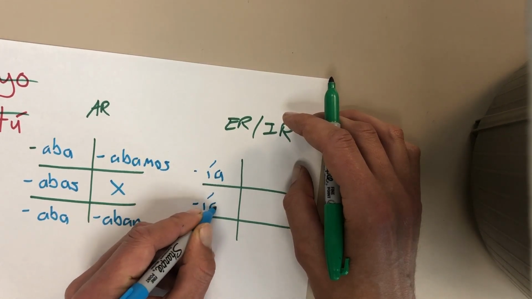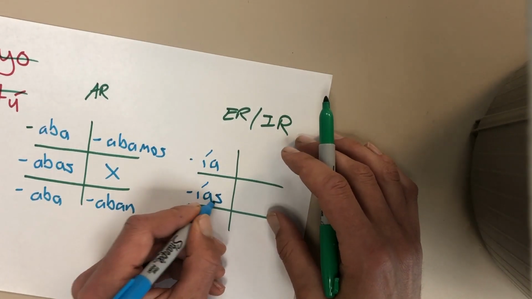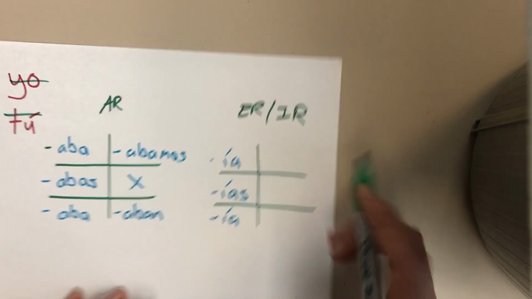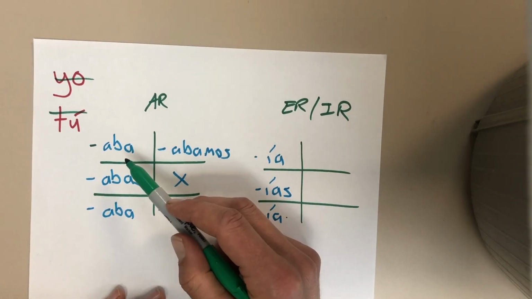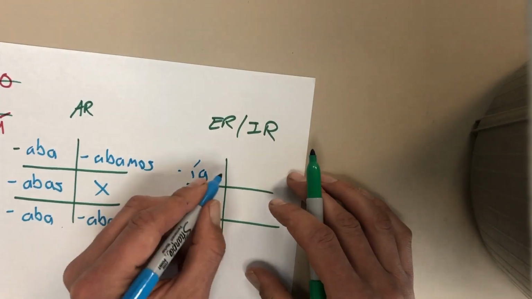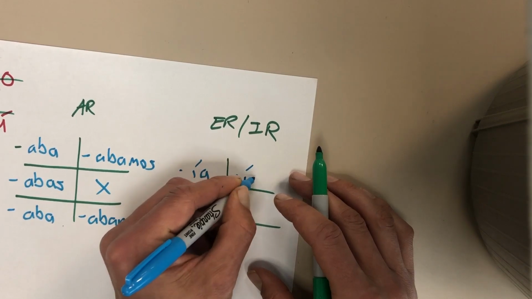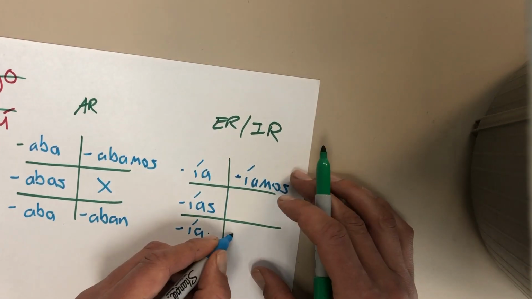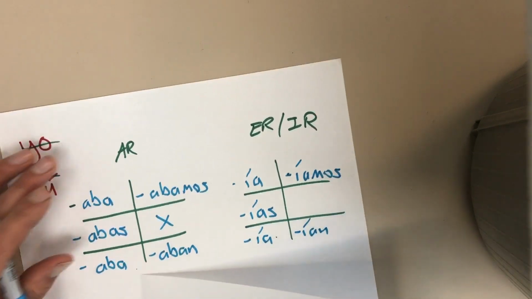And the tú form always has this S on it. Not always, but in this case it always does. Ías. You'll see ía, once again, these two are the same. Context is important. And so what do you think is nosotros? If we got ía, ías, ía, what do we got next? íamos, right. And then ían.